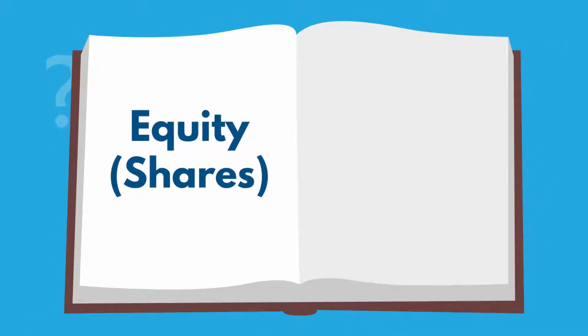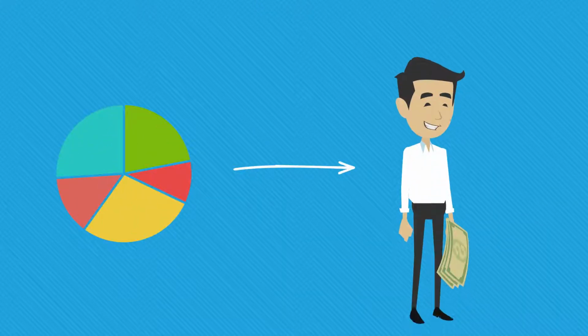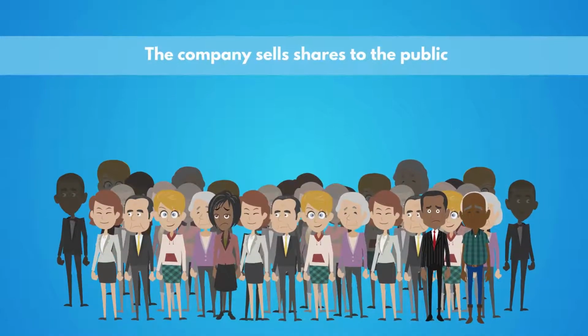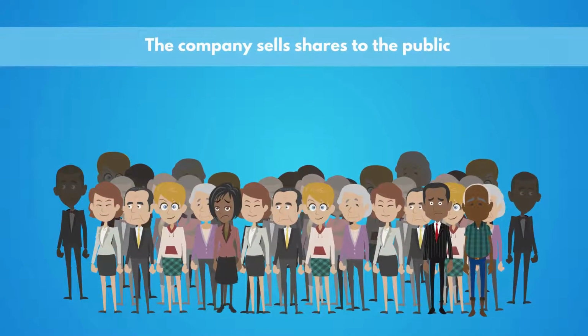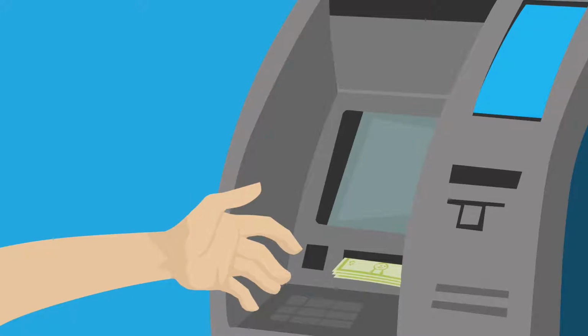Equity. This investment is a direct investment into a company by means of shares. A company uses shares to finance capital expenditures. The company sells shares to the public through the JSE in South Africa, and in return the public receives financial benefits out of the share.